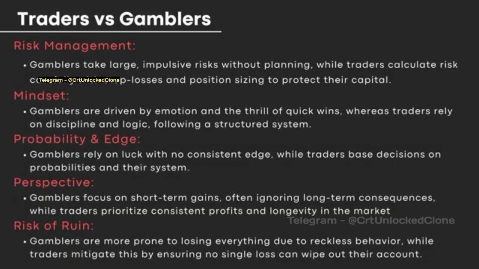Now, let's move on to the next slide and talk about the differences between gamblers and traders, right? Because sometimes people tend to blur the line between the two, but trust me, they couldn't be more different from each other. So, first up on the list is risk management. Gamblers are all about taking big, impulsive risks, and their whole strategy is just to rely on luck and hope for things to happen. There's no real planning there.